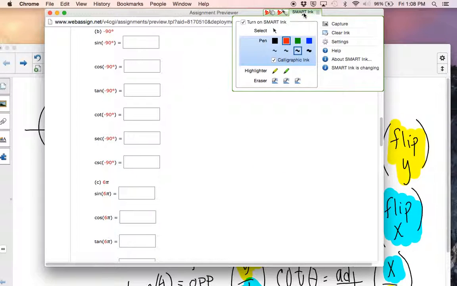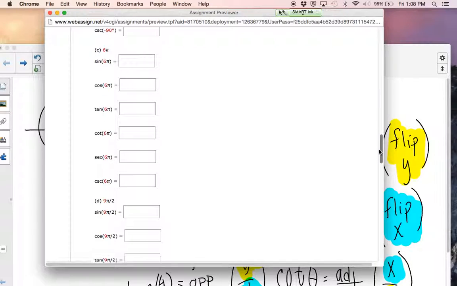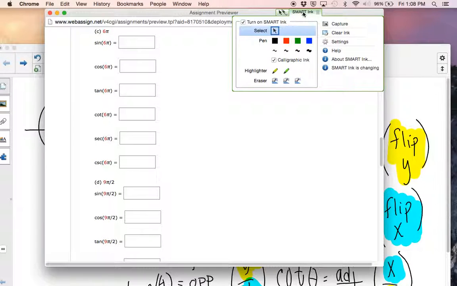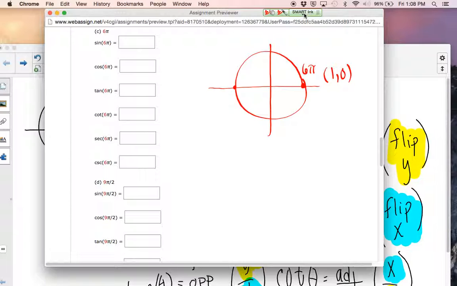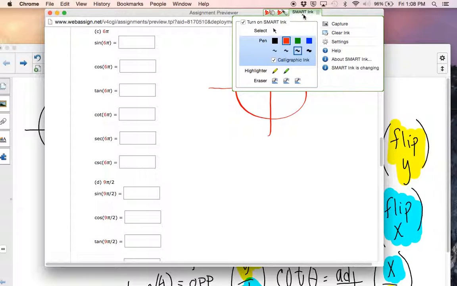Part C, 6 pi. So now we're in radians. 6 pi is an easy one to do simply because I know that this is 0 radians or 2 pi radians if I go all the way around. If I go around again, it's 4 pi. If I go around again, it's 6 pi. So this is the same thing as 6 pi. Any even multiple of pi will land you here. Any odd multiple will land you on this side here. Okay, so 6 pi, the point is 1, 0. And now you just go through and you fill everything in, just like on part A.